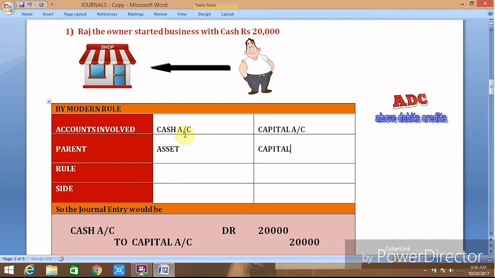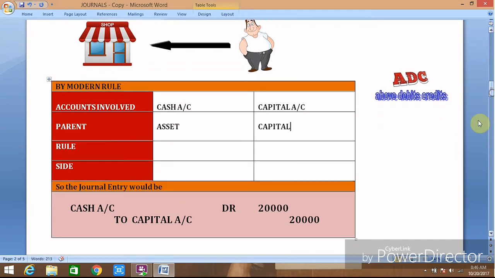Now the rule under the modern concept is that an increase in asset would be debited and a decrease in asset would be credited. So if we go with the question, we find that this shop is taking in cash of 20,000, which increases its cash in the hands of this shop. So there is an increase in asset. So an increase in asset would go to which side? Exactly. It would go to the debit side.